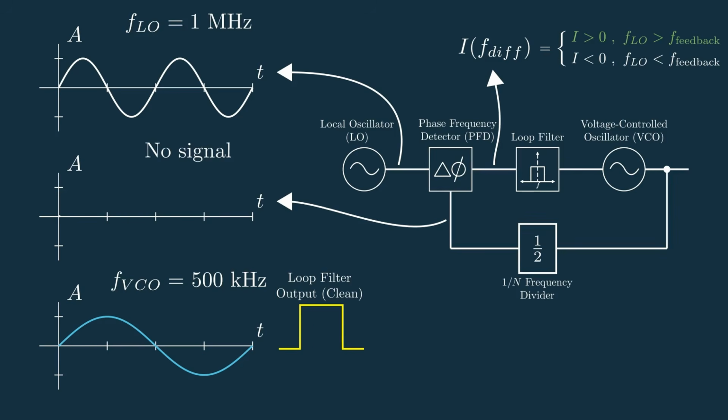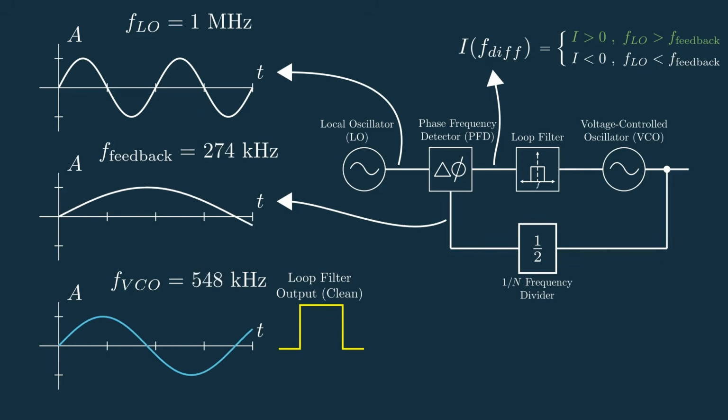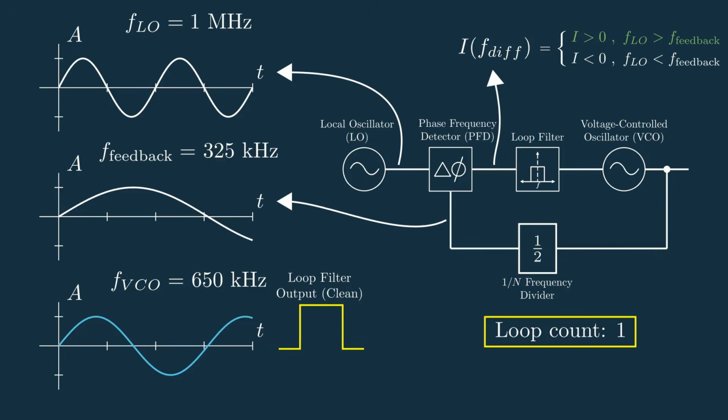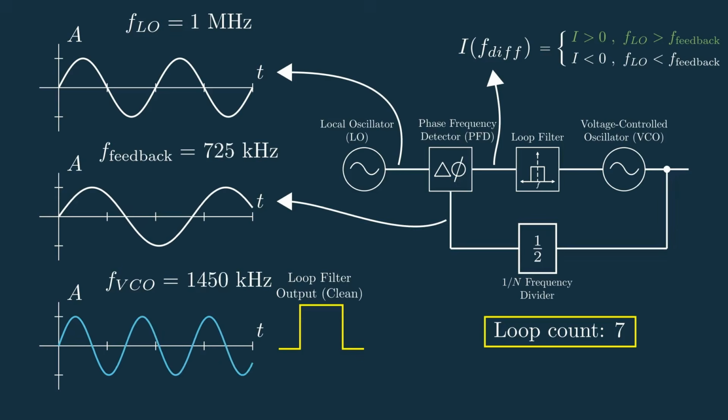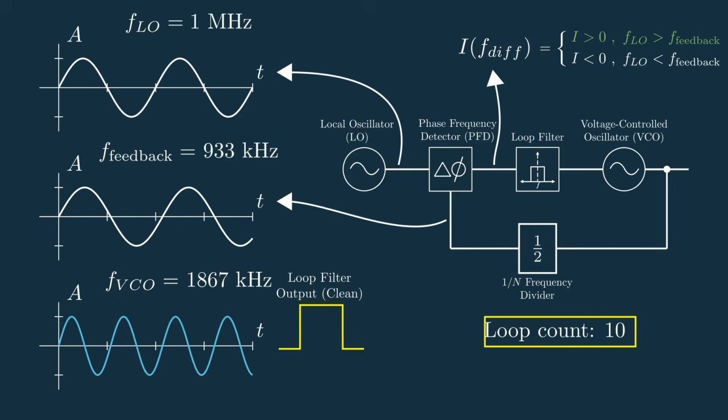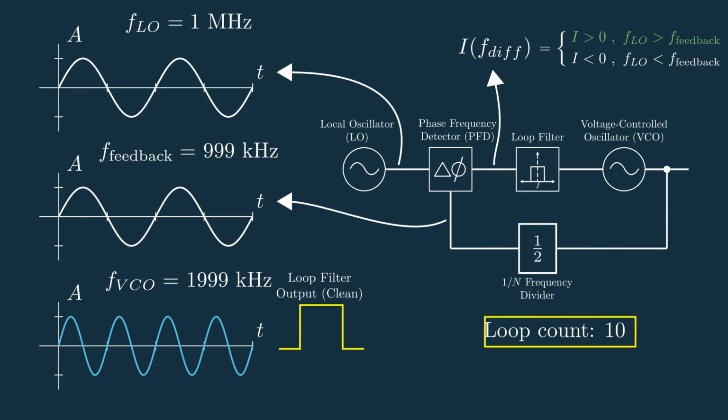Assuming n equals 2, the divider's output will just look like the VCO output with its frequency halved. The PFD will then compare these two signals and see that the LO input has a higher frequency than the feedback, which means the output must be increased. So it sends along a high current, which causes the VCO to increase its output frequency. This process repeats, looping over and over again, slowly increasing the frequency until the output frequency equals n times the input. Once it reaches that desired output, the output is locked.